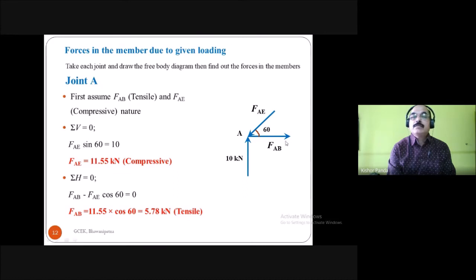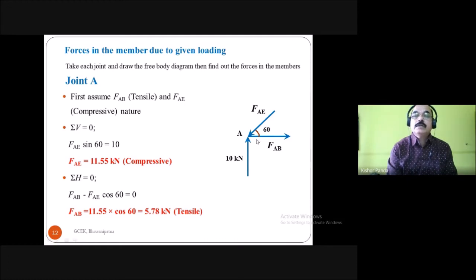And give the direction of the force. Then after solution, if you got the negative value, then you have to change the direction of the force. But if you are getting the positive value, then your assumed direction is OK.